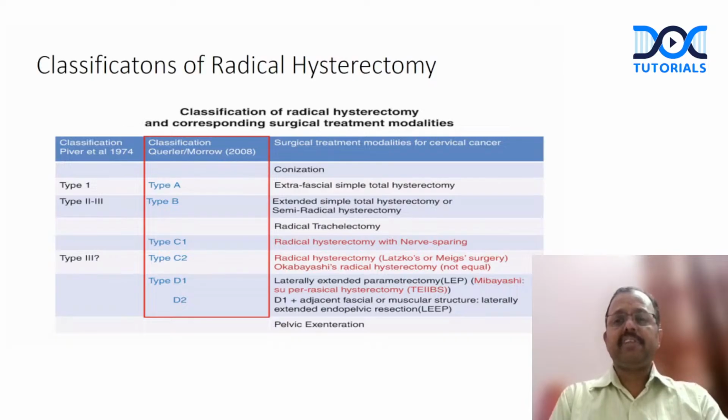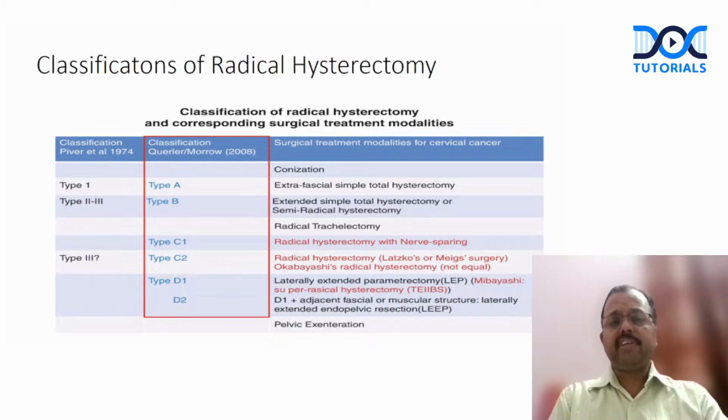Type 1 is your simple extrafascial total hysterectomy. Always remember that when you mention a radical hysterectomy, BSO has to be mentioned along with it. So you'll say radical hysterectomy with BSO, because BSO per se does not add to the radicality of the surgery. It is a part of the procedure as an adjunct rather than a qualification for calling a procedure a radical hysterectomy. Now, types 2 and 3 depend on how much of the parametrium you take and how much of the uterosacral ligaments you take.